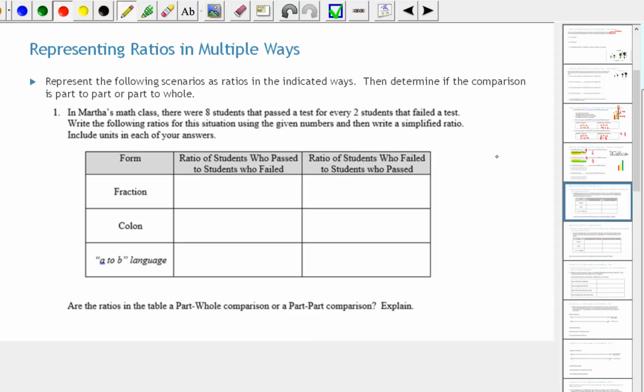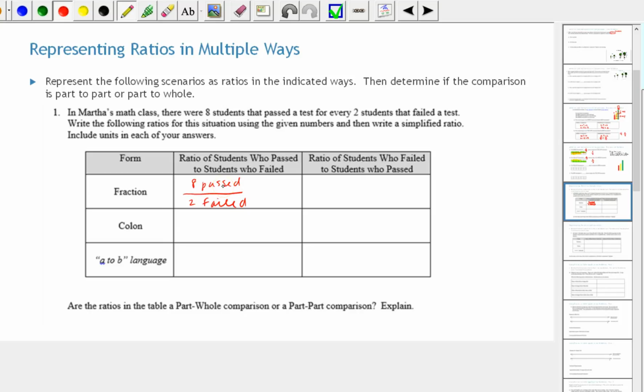Okay, so here there's a couple of problems like this: fraction language, colon language, A to B language, ratio of students who passed to students who failed. So I'm not going to read this whole thing, but 8 students passed for every 2 students that failed. Okay, so having them set these up, so I'm going to write 8 passed, 2 failed. And I want them to include the passed and the failed, again, just so when we solve later we know which quantity is representing what.